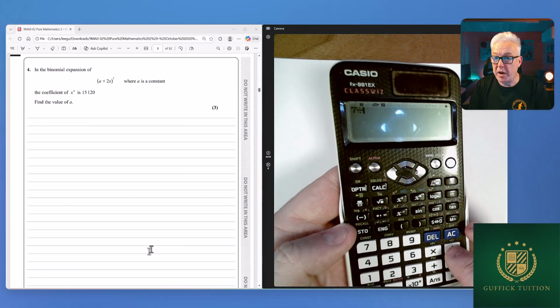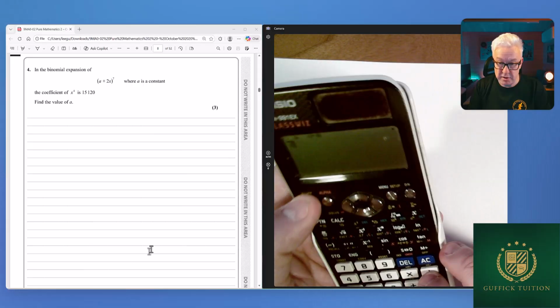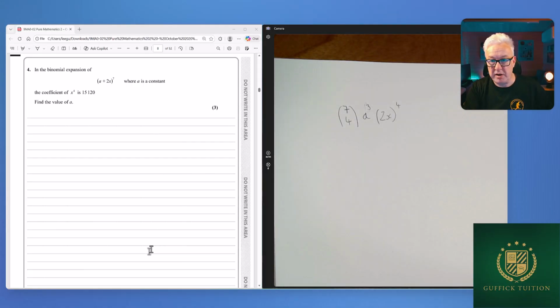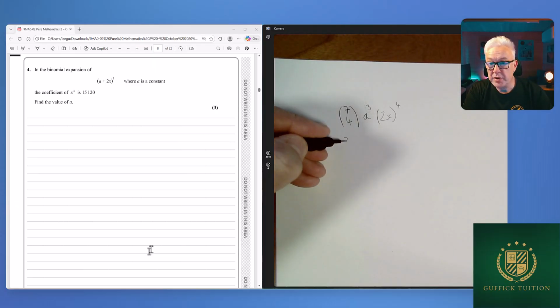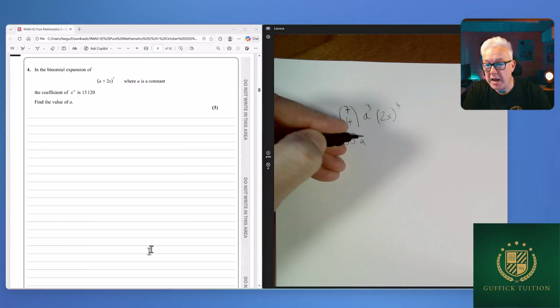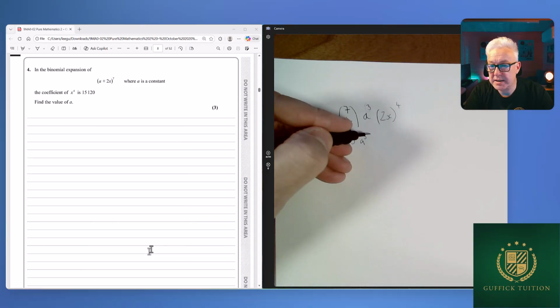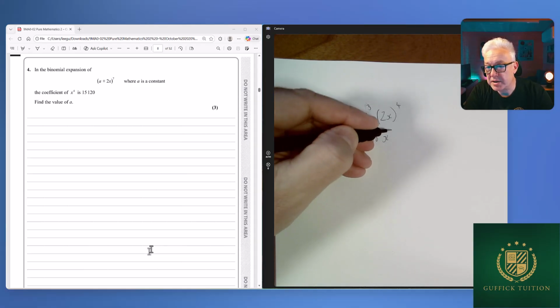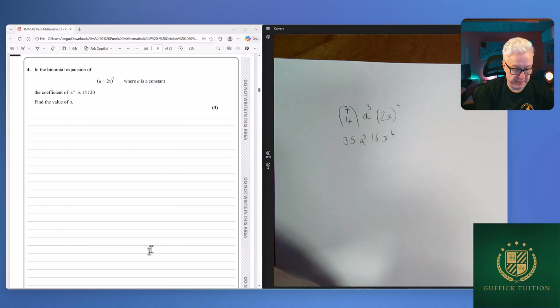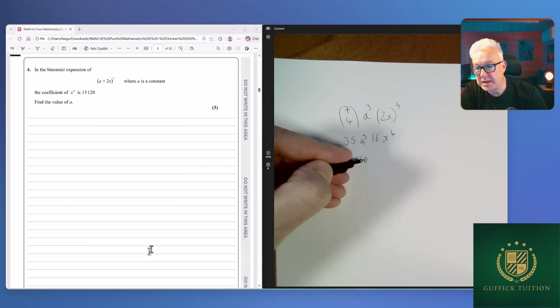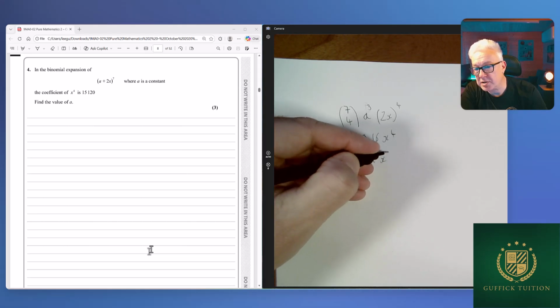So I'm going to go on my calculator here. 7 choose 4 is 35. So I'm going to have 35 times a cubed. 2 to the 4 is 2, 4, 8, 16, times x^4. And so I've then got 35 times 16, which is 560. So that gives me 560a^3 x^4.